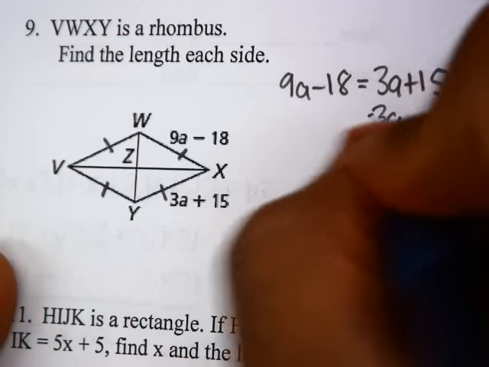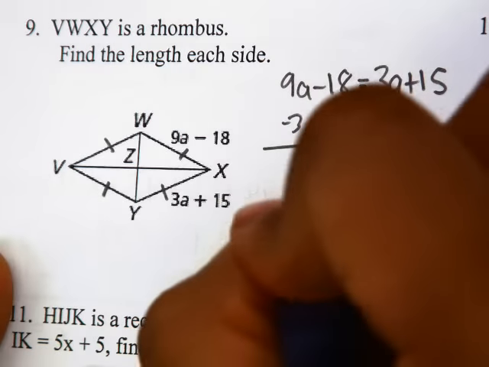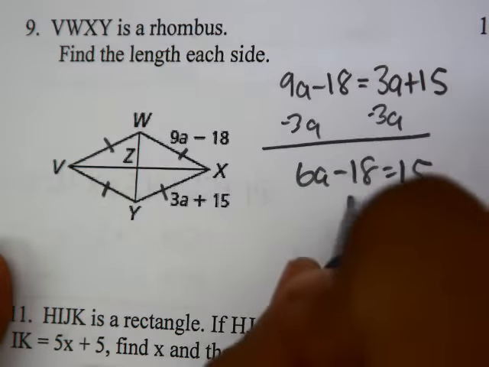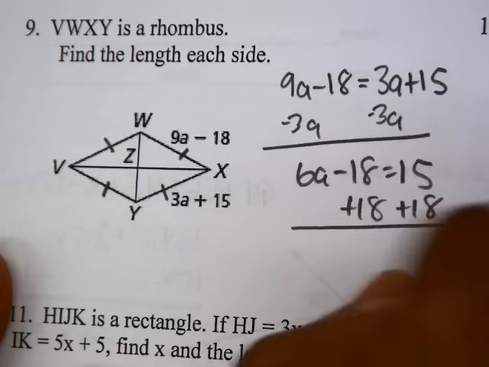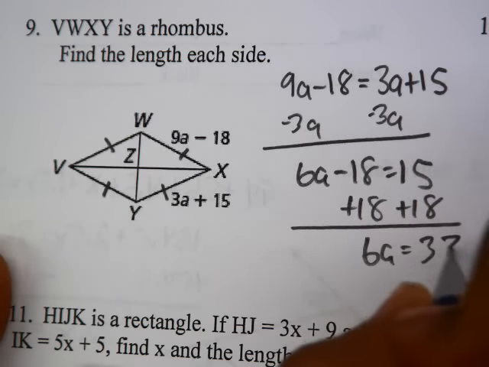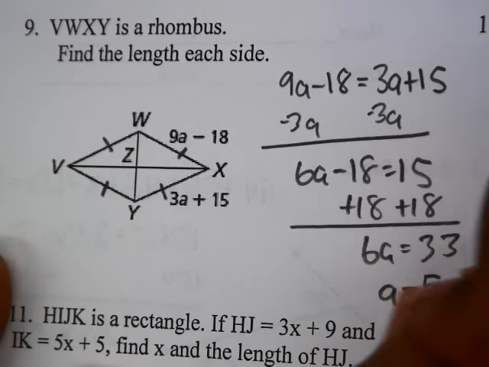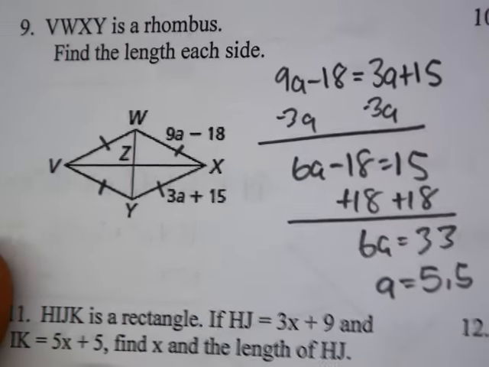Subtracting 3a, 6a minus 18 equals 15. Adding 18, 6a is 33. So a, when you divide both sides by 6, is 5.5.